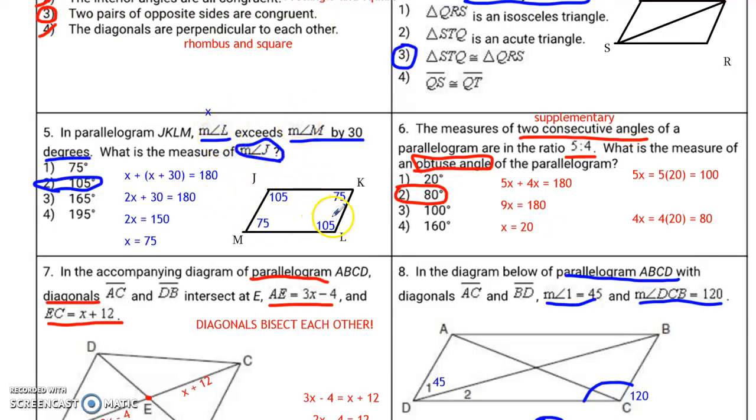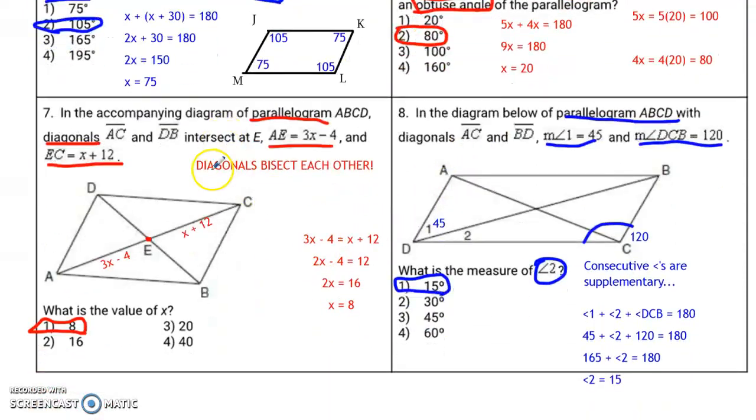We know that 75 is exceeded by 30 for 105, so 75 plus 105 is equal to 180. And again, consecutive angles are supplementary, so they add up to 180. In this case, we were told that there were diagonals, and we know that diagonals bisect each other, which means they create 2 congruent segments. And in this case, consecutive angles are supplementary, so we added this angle plus this angle equals 180, and then we back solved to find angle 2.